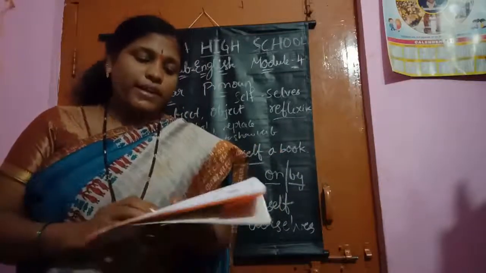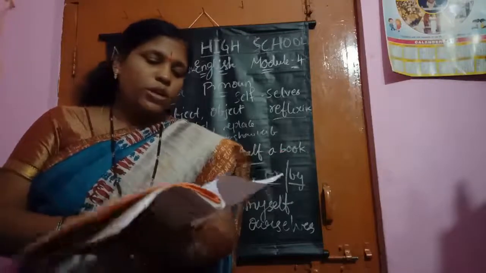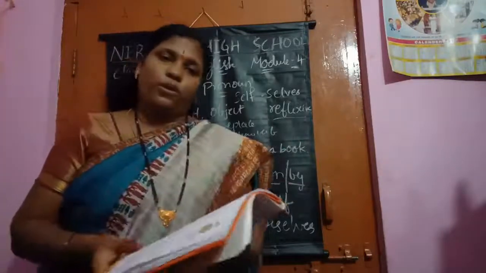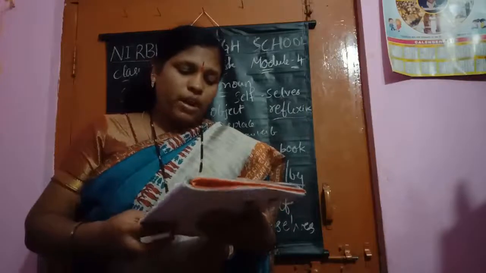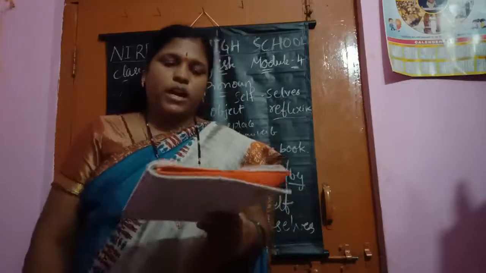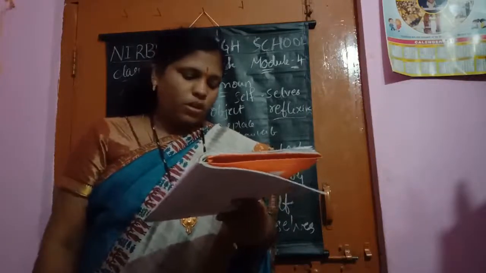You should complete the exercise 3.1, 3.2, 3.3 and 3.4 about the pronoun. Okay, children? Now I will make you complete it. Okay, children, open your books. Already you have opened. See the page number 40. See here, children, 3.1. Fill in the blanks with the correct reflexive pronoun. One is done for you.